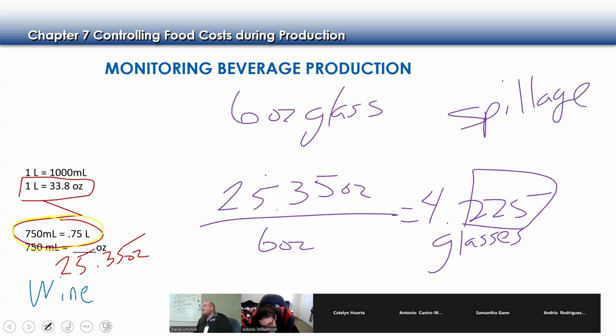So that allows for us, what if our bartenders pour 6.2 ounces instead of 6 ounces exactly? It still allows us to get to that four glasses of wine. All right, so any questions, comments, concerns about this information?